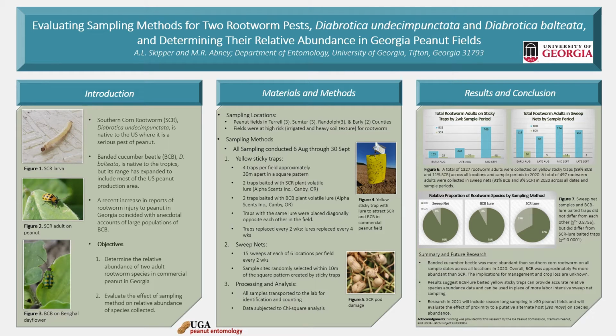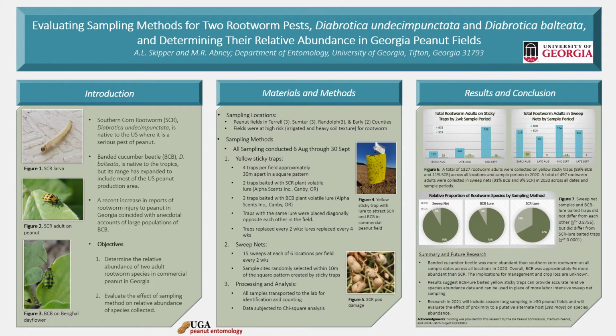To get started, I chose peanut fields for the study that were both irrigated and contained heavy soil texture. Both of these are high risk factors for rootworm presence. I ended up with a total of 11 peanut fields that spanned 4 southwestern Georgia counties. I collected samples bi-weekly starting August 6th and ending September 30th.